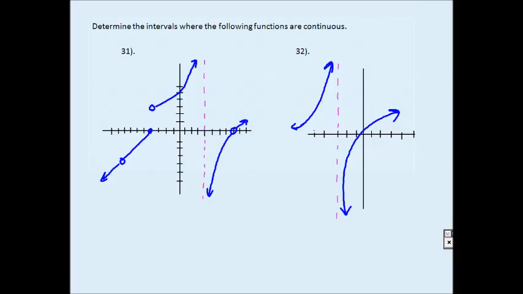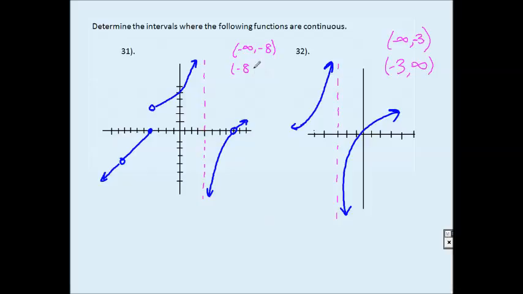All right? Determining where we have continuous functions. I'm going to look at 32 first. It's easier to see. Always start at negative infinity, go up to where my first break point is, which is at -3, I should say. Start on the other side and go until you break again, which it never does. So -3 to infinity.